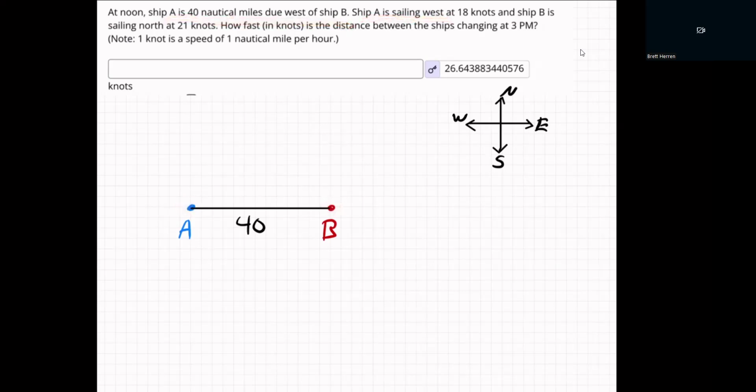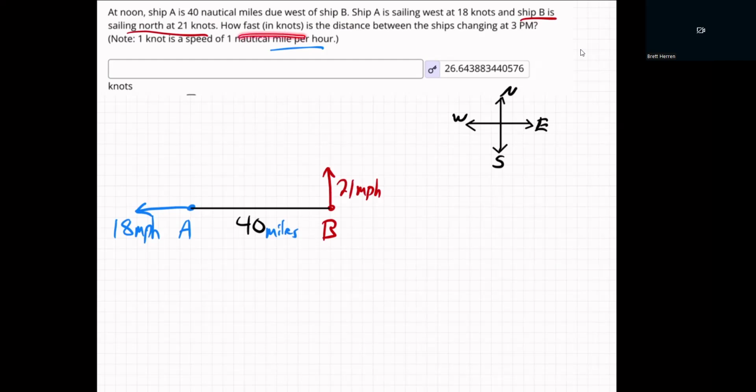Okay, so ship A is going that way at 18 knots. Basically, it's the same thing as a mile per hour, 1 knot. So I'm just going to say 18 nautical miles per hour. It's headed that way at a speed, 18 miles per hour. And this is just 40 nautical miles total. And then ship B is sailing north, perfectly north at a speed of 21 miles per hour.